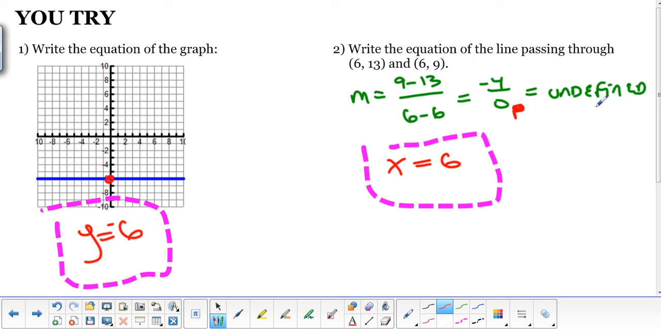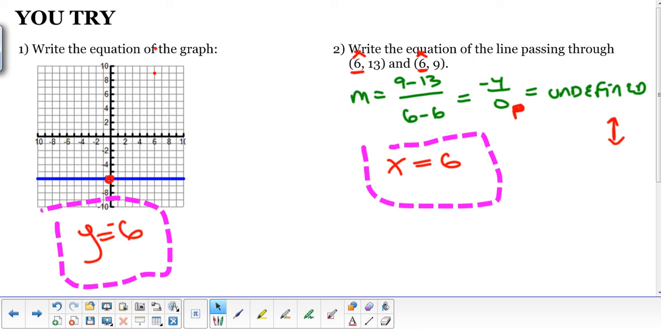That's undefined, which means the line is super steep, which means it must go up and down, which means it's an x equals. If you're not sure, once you see it's undefined, come back and look at your points and realize that both of the x's are 6. So that's your equation. If you're not sure, you can always graph these 2 points on a coordinate plane. (6, 13) would be up here, (6, 9) would be right here, and that makes a vertical line.